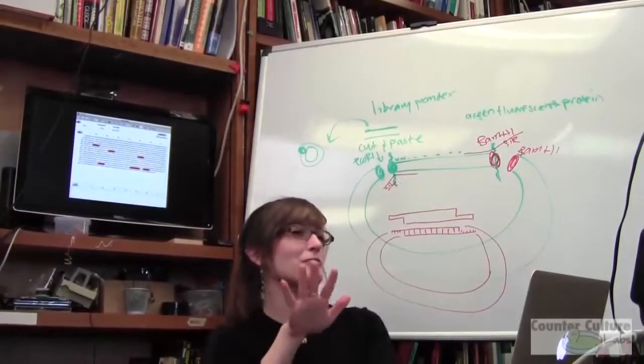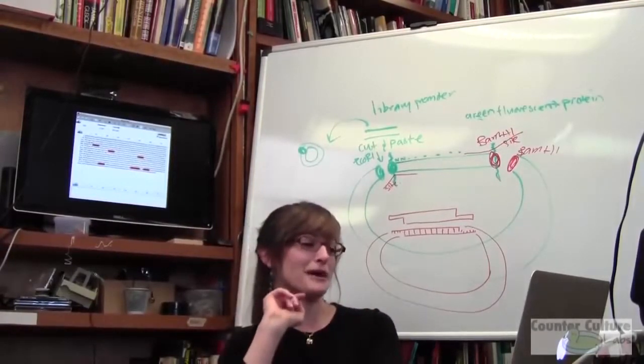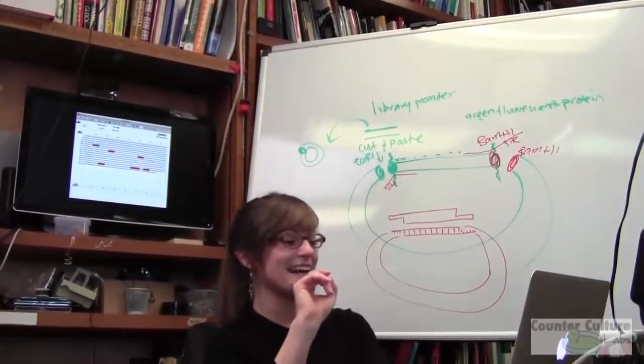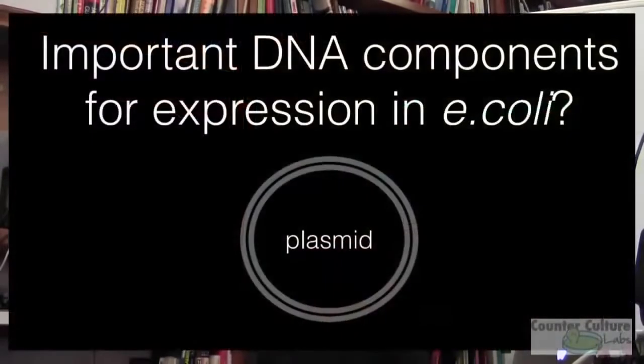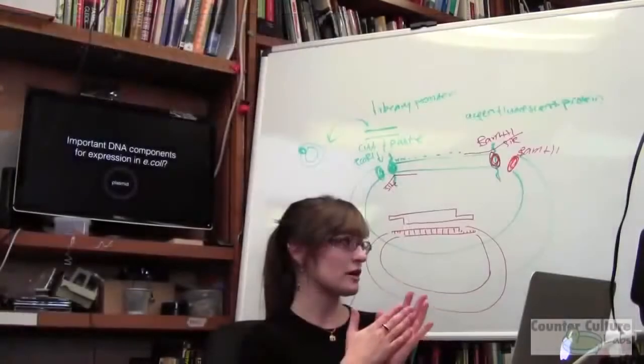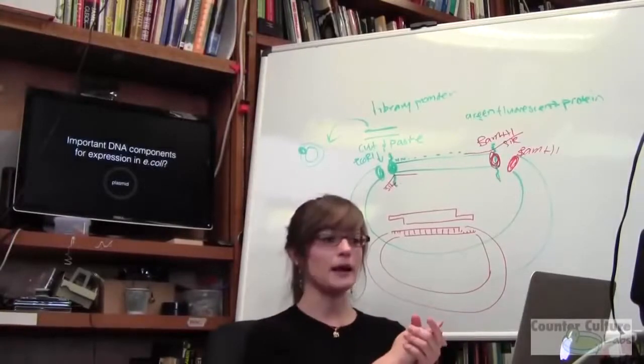And I went with Patrick, and I codon optimized it, and now I want to put it into E. coli. We touched on this a little bit, but we didn't really get into the details. So, important components for expression in E. coli. You have a plasmid, what needs to be on that plasmid? You mentioned that there needs to be a promoter to drive gene expression, okay?